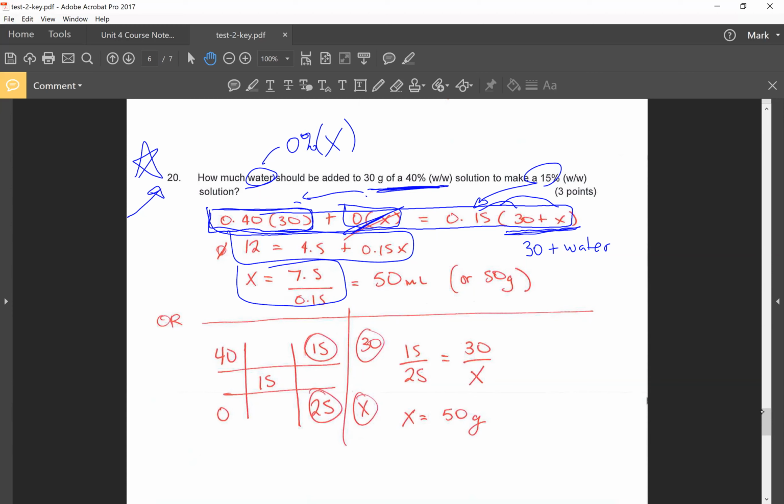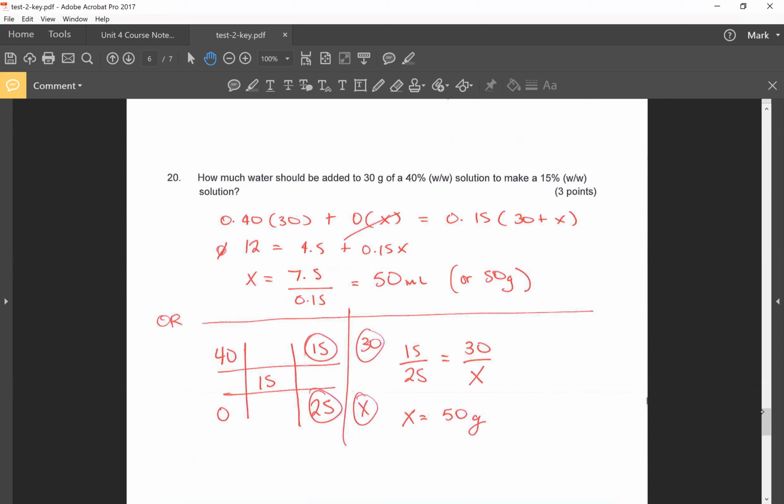Again, the only problem people had with number 20 is, and let me just clear my writing, a lot of people just didn't put 30 plus here. A lot of people just put X. This number is the total, and the total is the 30 from the 40% added to the amount of water. And I don't know the water, so I go 30 plus X.